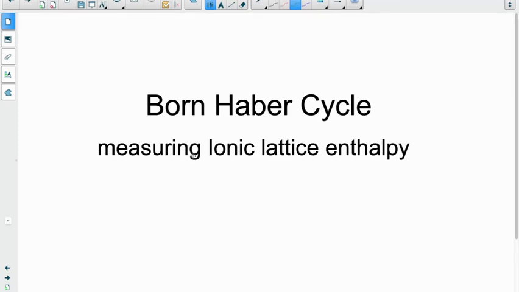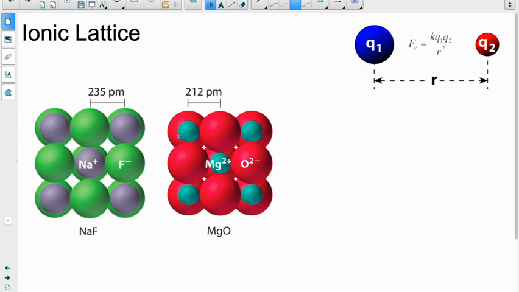On Born-Haber cycle, which is an energy cycle that uses Hess's law to determine ionic lattice enthalpy. Here are two ionic lattices, sodium fluoride and magnesium oxide. You will recall from your bonding days that when an ionic bond forms between cations and anions, the cations and anions automatically arrange themselves in a very precise manner, which we call a crystal lattice or a lattice structure, where the cations are surrounded by anions and vice versa.